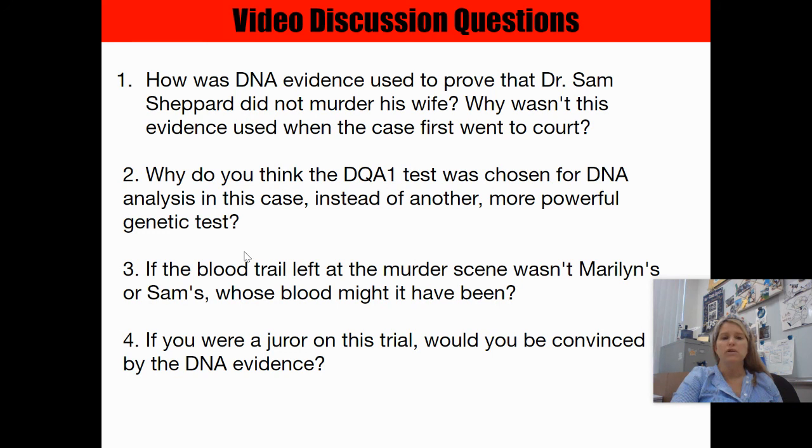Why do you think the DQA1 test was chosen for DNA analysis in this case instead of another more powerful genetic test? Well, number 1, it was probably one of the ones that they had then. Number 2, they said it wasn't discriminatory, but it was a powerful test. What they were trying to do was just figure out if it was Dr. Shepard or not, really, right? And so that did the job. If the blood trail left at the murder scene wasn't Marilyn's or Sam's, whose blood might it have been? Sorry, I already answered that, but it was probably the suspect.